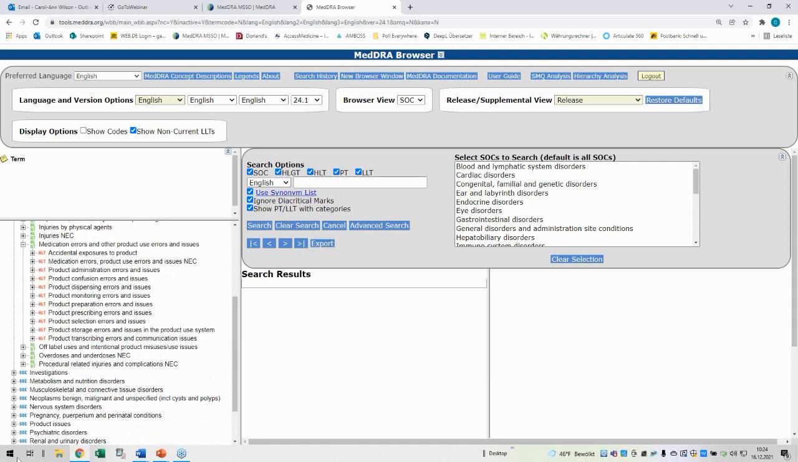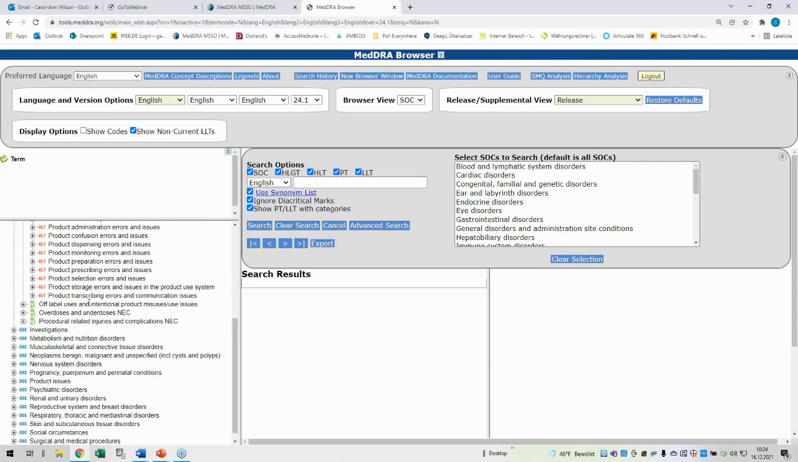If I open it, you see the high-level terms, and you see that most of them are grouped based on the stage where the error or issue occurred. So administration, dispensing, monitoring, preparation, prescribing, selection, storage, transcribing, communication issues. We also have an NEC grouping, not elsewhere classified, that groups PTs which do not fit into any of the other categories here.